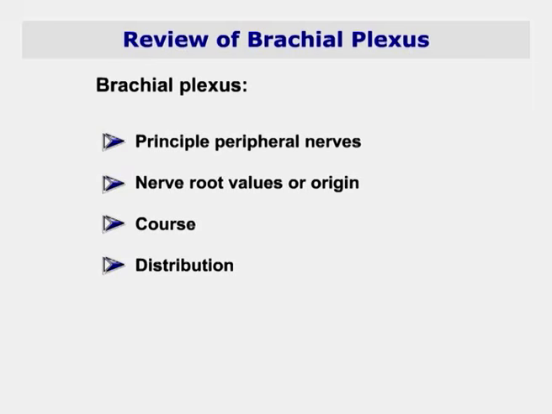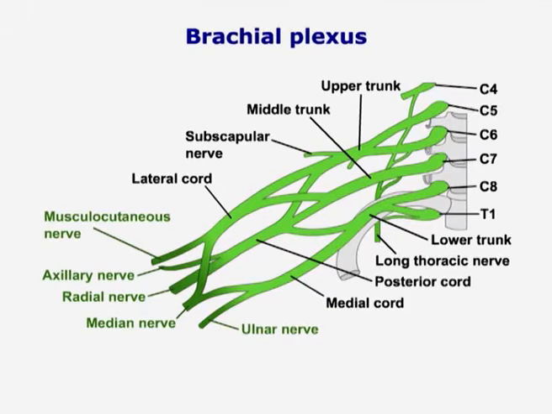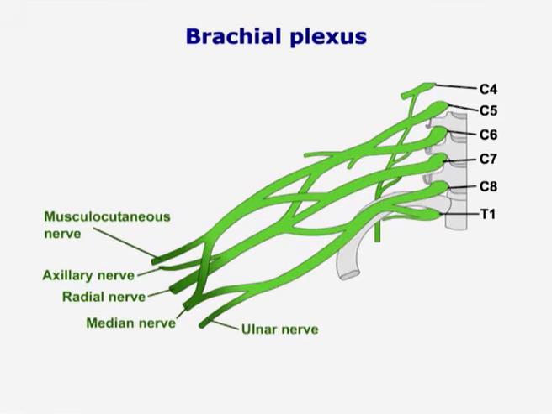Let us now briefly review the brachial plexus and its principal peripheral nerves, their nerve root values or origin, their course and distribution. The brachial plexus is made up of contributions from C5 to T1. It gives rise to a number of mixed peripheral nerves which supply the upper limbs and shoulder regions. Starting from superiorly, of major clinical significance are the musculocutaneous, axillary, radial, median, and ulnar nerves.